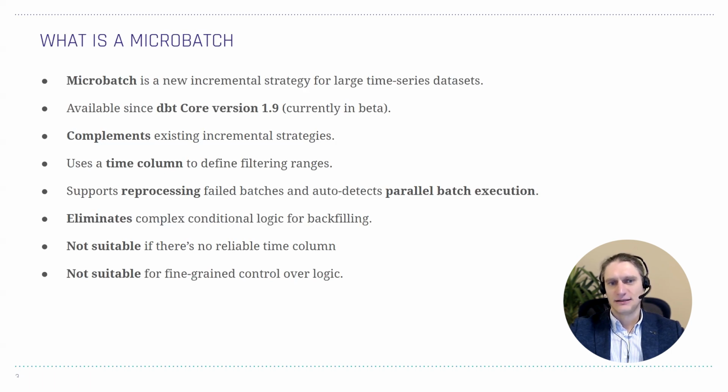One of the core features of microbatching is its reliance on a time column to define filtering ranges. This makes it ideal for datasets where time-based partitions are central to how data is processed. Additionally, microbatching simplifies workflows by supporting the reprocessing of failed batches, something that can be challenging with traditional incremental strategies. Another advantage is its ability to automatically detect opportunities for parallel batch execution. That significantly speeds up processing times.